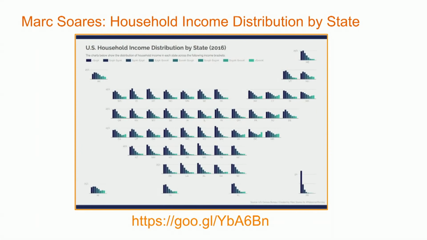So next, Marc again, I have a couple of his in a row here. This is U.S. household income distribution by state. Now Marc is really clever. This looks like the United States.